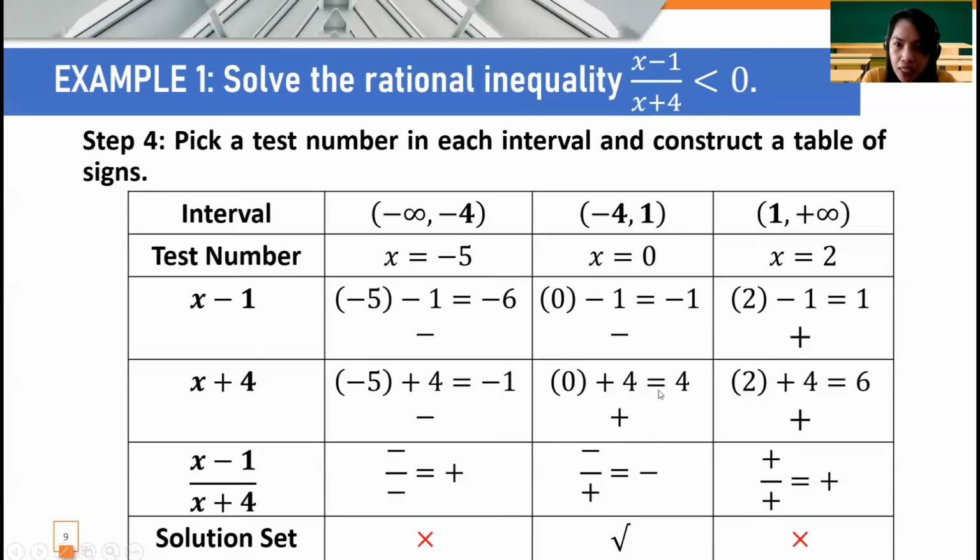So, ibig sabihin, etong second interval ang pwedeng makapag-satisfy dito sa given na inequality. Kasi, kung isa-substitute natin yung lahat ng mga numbers inside this interval, those are less than 0. And that is a negative number. So, ibig sabihin, ang magiging solution set natin ay negative 4, 1. Take note, open parenthesis and close parenthesis. Ibig sabihin, negative 4 and positive 1 are not included in the solution set.